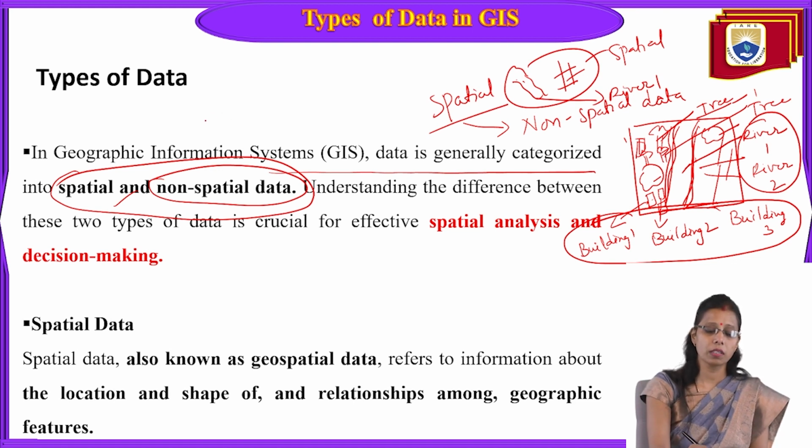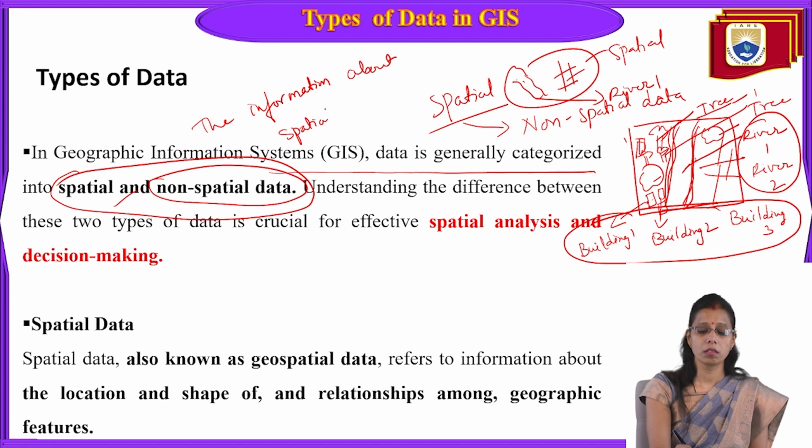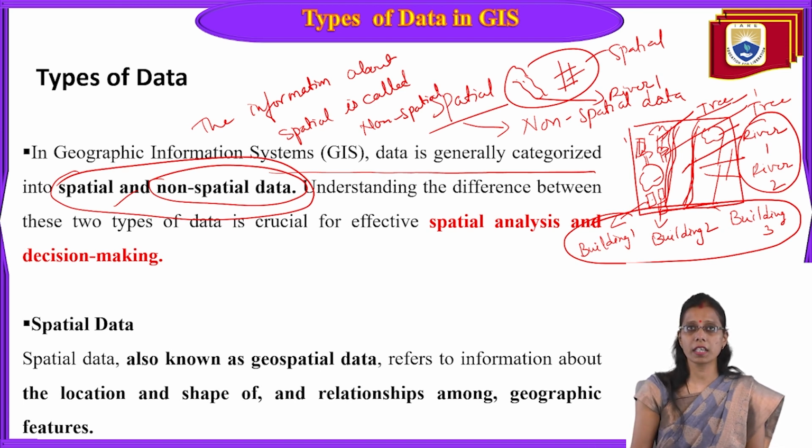So what is non-spatial? The information about spatial is called non-spatial. Okay. So once you assign information to the spatial data, that becomes non-spatial data. So these two things are studied together.